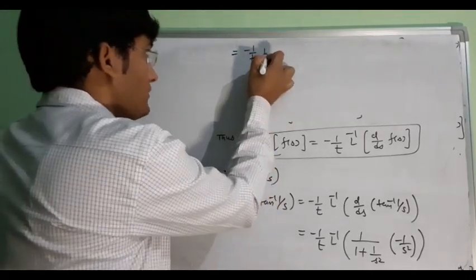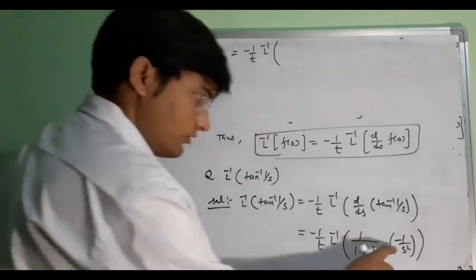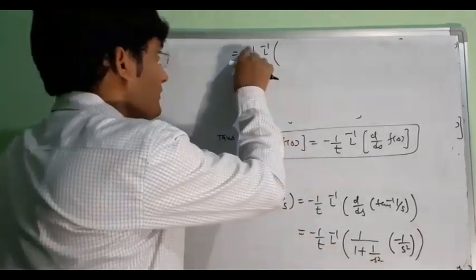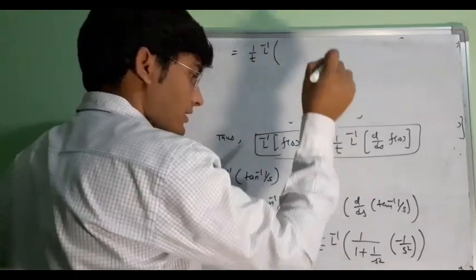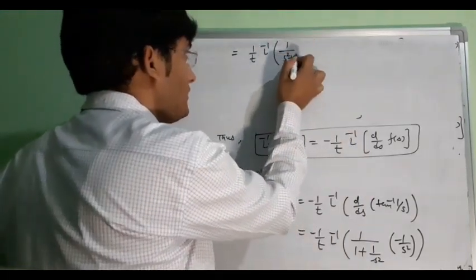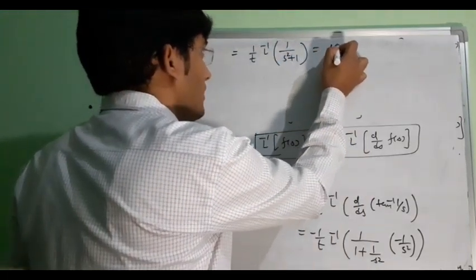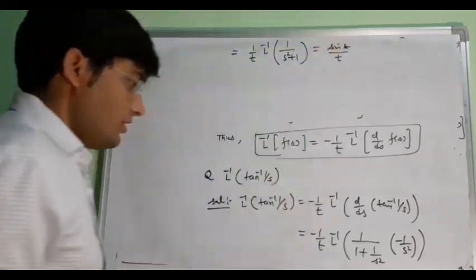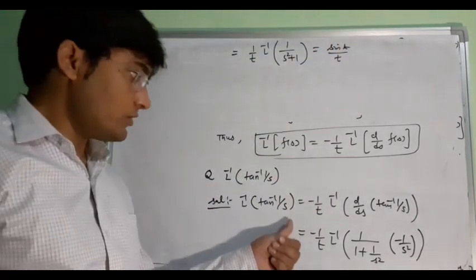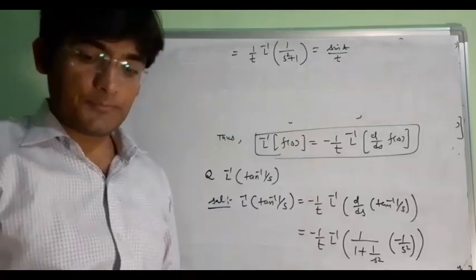So this is equal to minus 1 by t, the Laplace inverse. Now this minus and this minus will be plus, and here we will have 1 upon s square plus 1, and this is your sin t. So our answer will be sin t upon t. So the Laplace inverse of tan inverse 1 by s is sin t upon t.